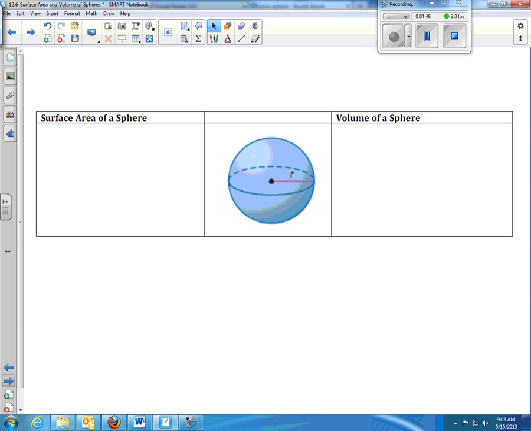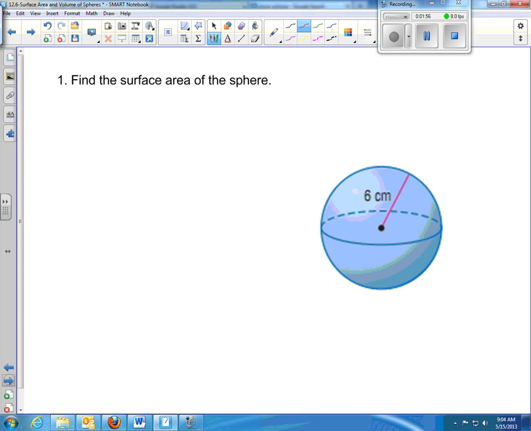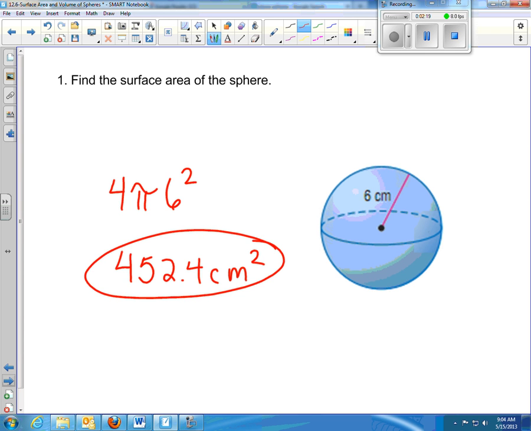All right, let's look at surface area of a sphere. Our surface area of a sphere formula is 4 pi r squared. So let's look at our first one. Find the surface area of the sphere. It gives us a radius of 6, so we're just going to plug that in and type it out on our calculator. So take a moment to do that. Round it to the nearest tenth. And we end up with 452.4 centimeters squared. Surface area, it's going to be squared.